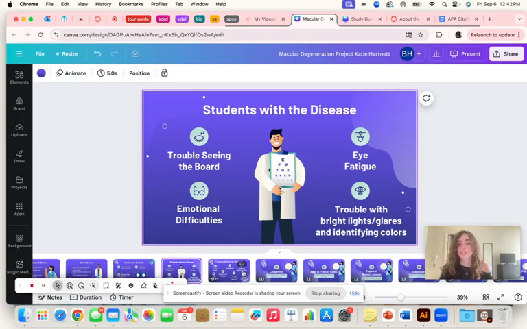Another thing is that students can struggle with eye fatigue, so they can be straining their eyes a lot and have some trouble being able to see what's going on just because they're putting in so much effort to see. This can also lead to some emotional difficulties, so students might be frustrated that they're having so much eye fatigue or eye strain and that they can't see as well as their classmates. Something else to look out for is trouble with bright lights and glares. So in the classroom, you should really focus on even lighting and also on identifying colors, which we talked about earlier.